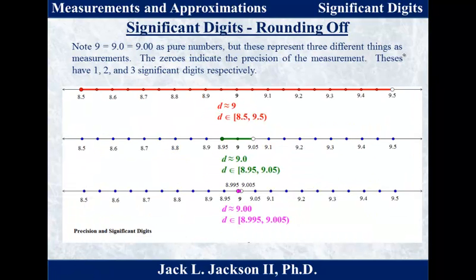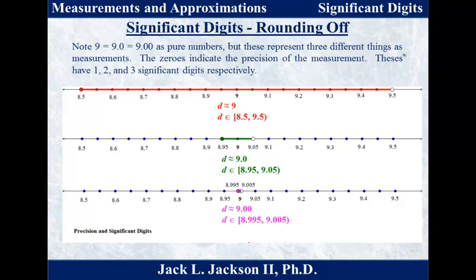Now, let's look at these numbers, 9, 9.0, and 9.00. Maybe, again, they could be miles, could be any measurement. Now, as pure numbers, those are the same number, 9, 9.0, 9.00. They're exactly the same thing if I'm thinking of them as pure numbers. But as measurements, these represent three different things. They're really the same length, but it has a difference in how precisely we've measured.